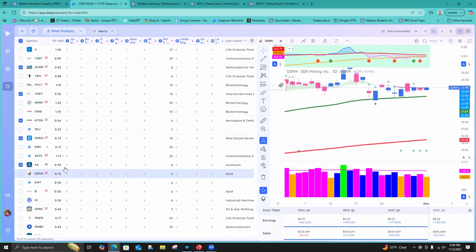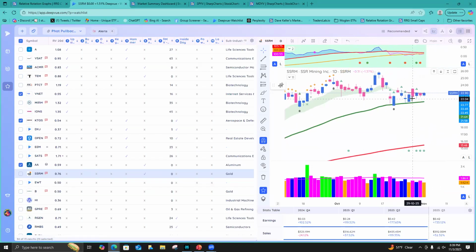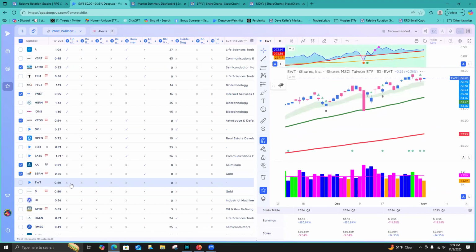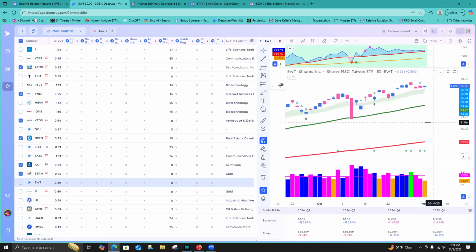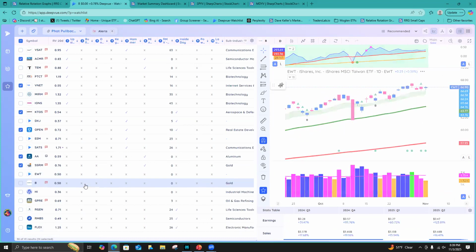SSRM. Gold miner. Super tight. Look how tight that thing's got. An RMV 0. Low volume pullback. Yeah, I mean, it held the 50. So we're going to put that on there. And of course, I use gold, just kind of track gold at the same time, use a momentum play. EWT, Taiwan ETF. No, thank you.